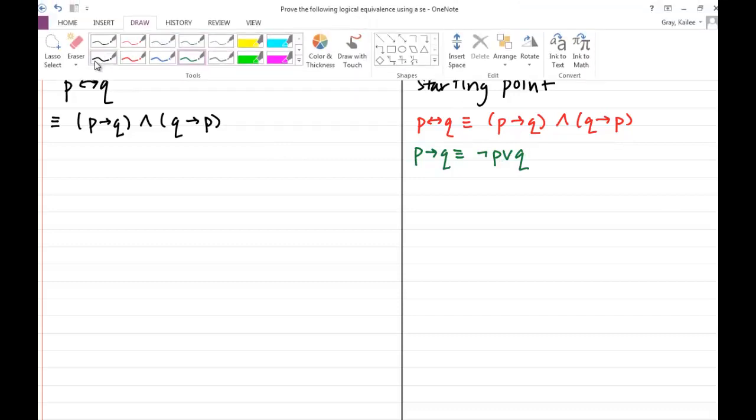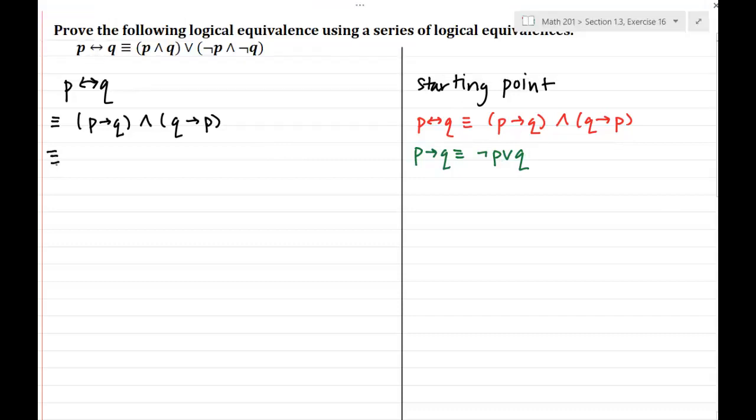And there might be words for this, but I usually just say negation or whatever you want to say. But when you're justifying, just write out that equivalence that you're using. Don't worry about the words and names for now. Just write out the logical equivalence that you're applying at each step.